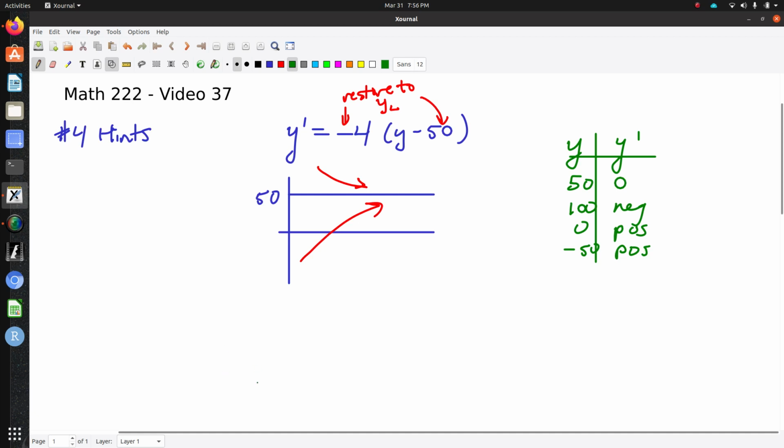And keep in mind, if I had written y minus 50 and made this the differential equation, then we would have flipped those. This would be going up and those would be going down. They would completely be unstable.